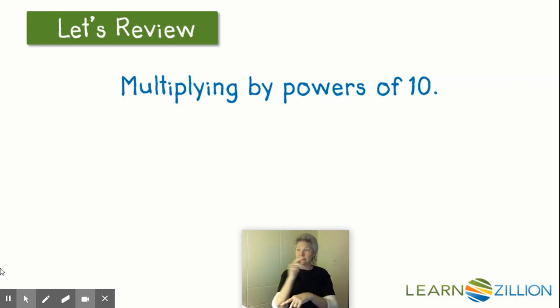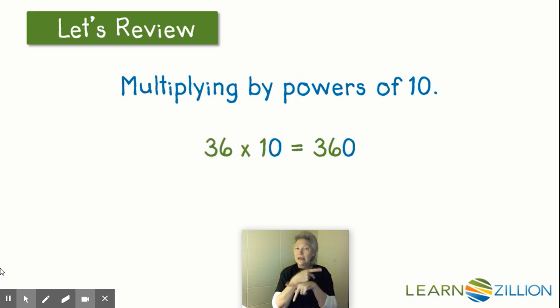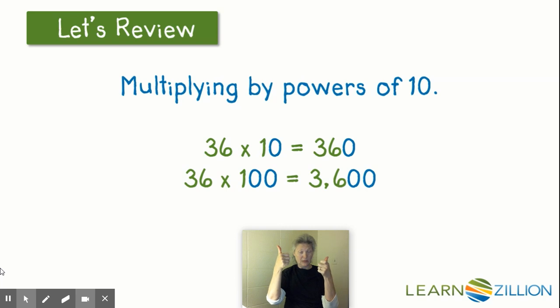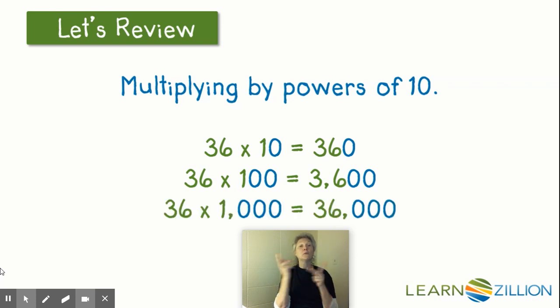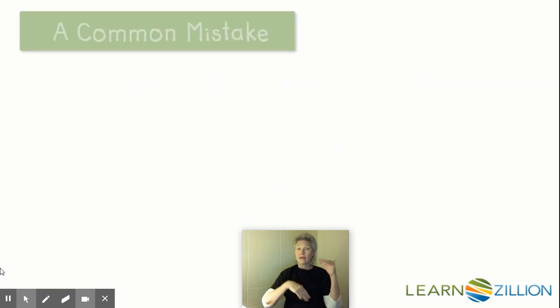It is important to remember the power of tens as well. When we multiply a number by 10, we increase the product 10 times. 36 times 10 equals 360. 36 becomes 10 times bigger. If we multiply 36 times 100, the product is 100 times bigger and becomes 3,600. And 36 times 1,000 equals 36,000. 36,000 is 1,000 times larger than 36.